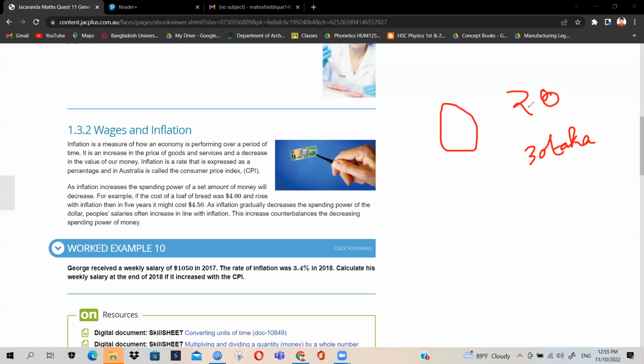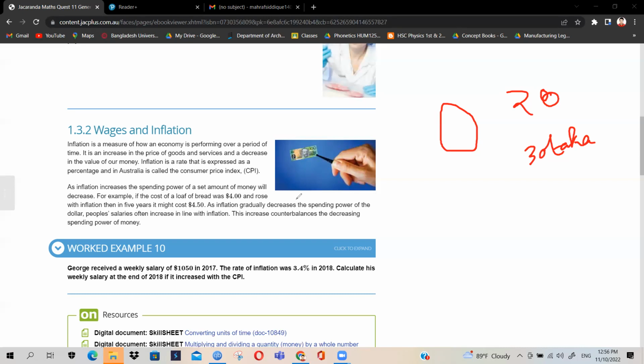So now let's see how wages and inflation are related. As inflation increases, the spending power of a set amount of money will decrease. Say, for instance, you have kept $1,000 in the bank. In the next year, the productivity of that $1,000 won't remain the same. It will decrease because your buying capacity will decrease because of the inflation in the market.